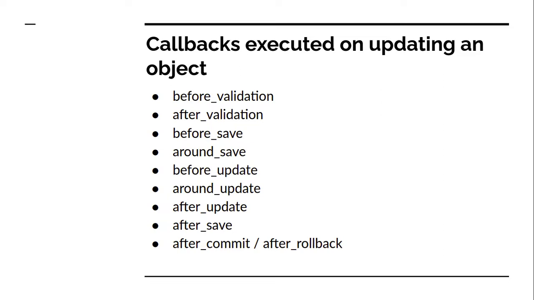So for updating an object, you also have similar callbacks like before validation, after validation, before save, around save. Only three callbacks will be different: before update, around update, and after update, just like before create, around create, and after create. They will only work when you either create or update. Again, after save and after commit will work on both create and update, but after commit also works for destroy as well, and after rollback too.